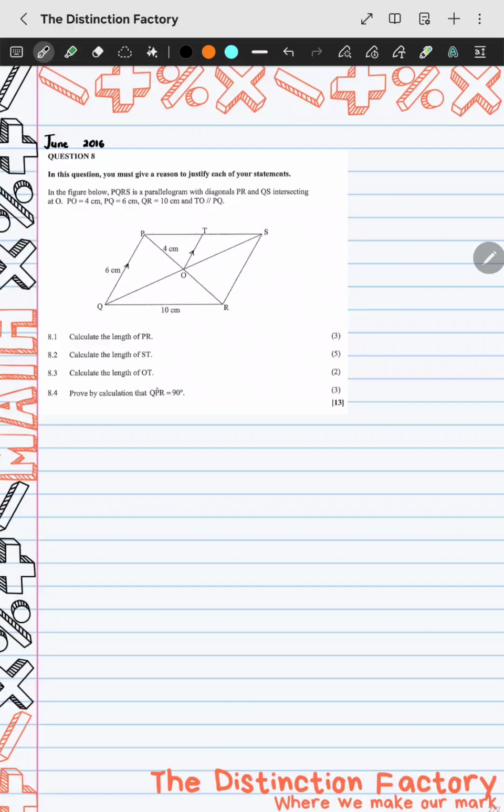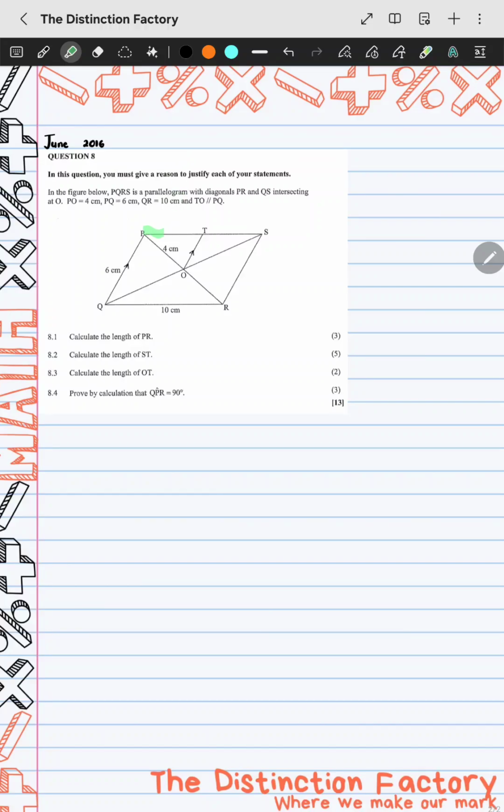At this point, we can already spot some midpoint theorem, or rather converse midpoint theorem. The reason I say that is because we know that the diagonals are bisecting, so those two lines, QO and OS, are equal in length to each other. And we also know that this line is parallel to this line. That means that we have converse midpoint theorem, which will help us to prove that PT is equal in length to TS.